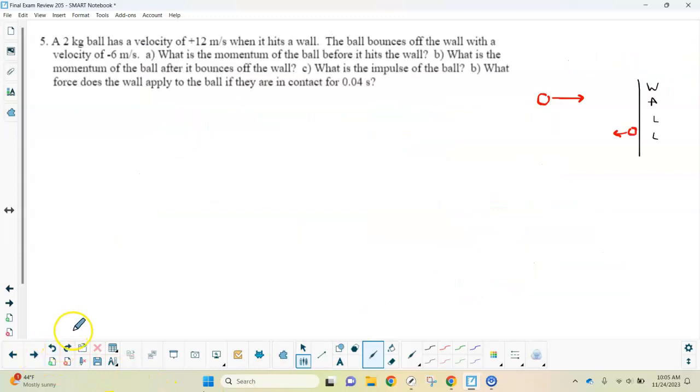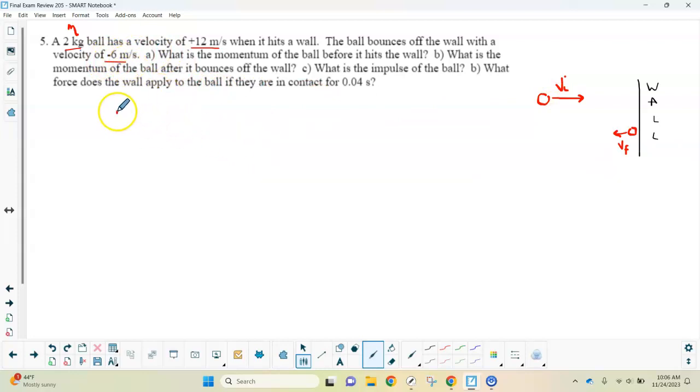Continuing on, 5 is a momentum impulse problem. So a mass of a ball. The ball is originally traveling at positive 12, so this is like VI going towards the wall. And then VF is when it comes off the wall. That's when it bounces off. And it tells you that those are the values here, so positive and negative.